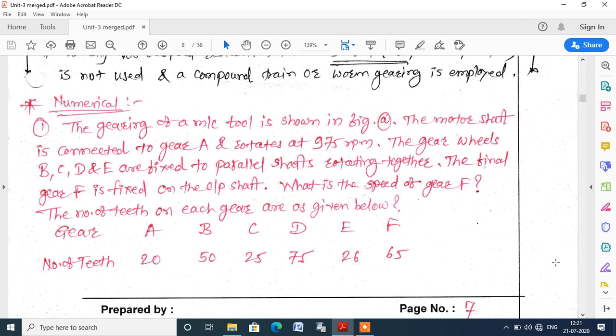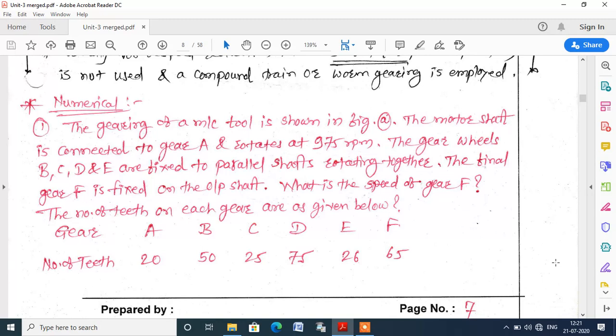Welcome back. In this module, we will see the numericals and the next part of the gear train. Last class, I gave you a problem. Have you solved it? I think some of you have tried. It's a good thing. Anyway, now we will solve this problem.